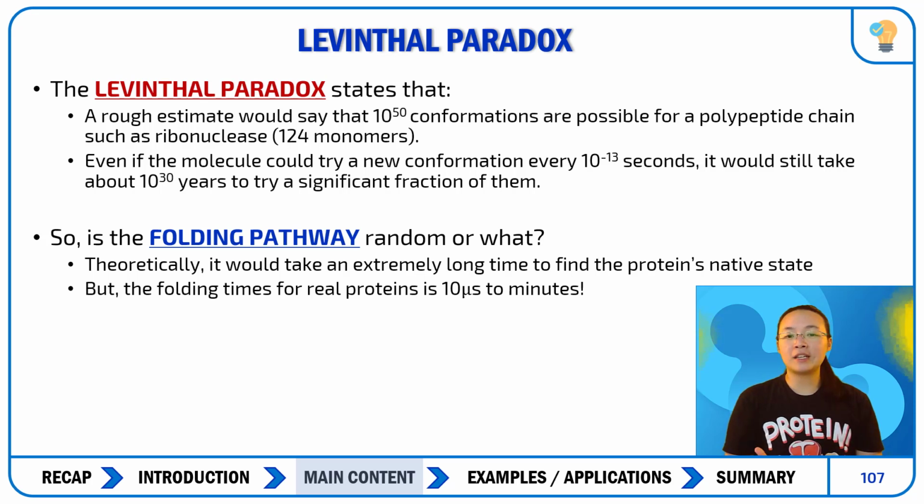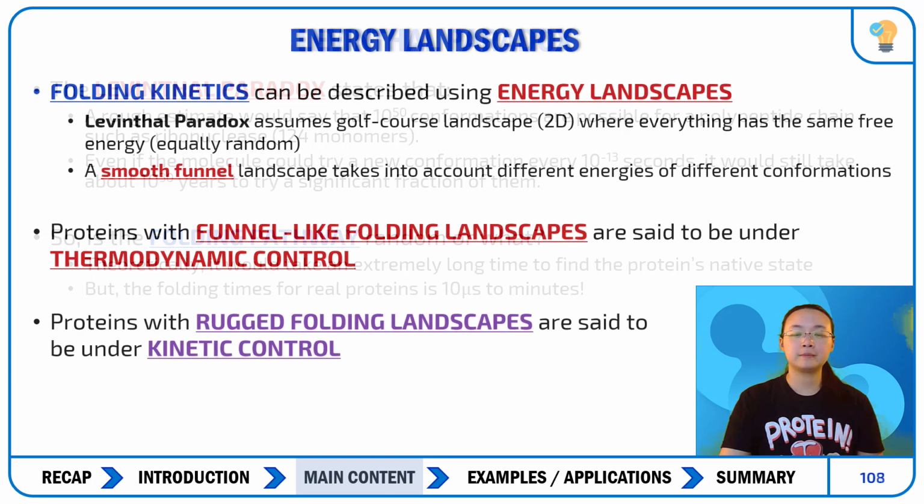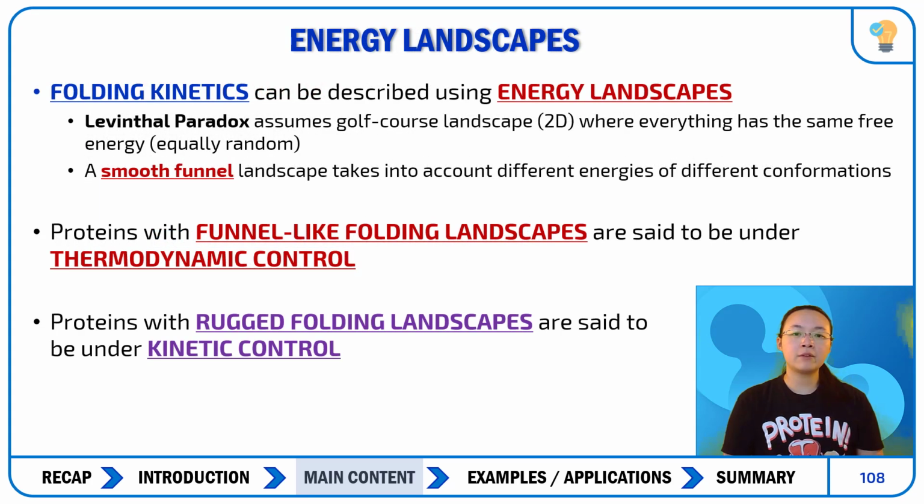So it's obvious we can't assume that the folding pathways are random. There has to be something to help them find the right preferred shape. And that's why we have to look at energy landscapes. The Levinthal paradox we talked about before assumes an equally random possibility that each protein structure can occur, which we all know is a very bad model and definitely cannot happen.